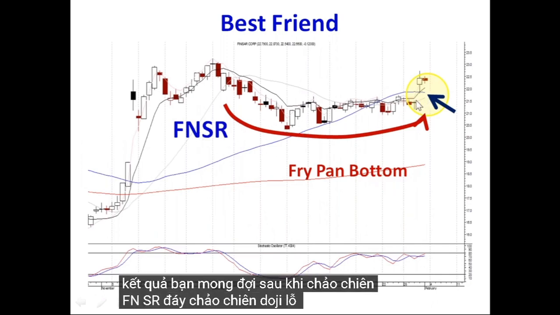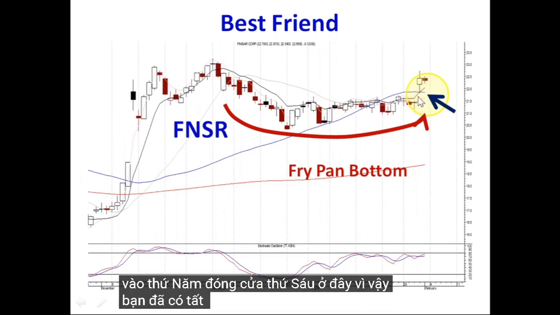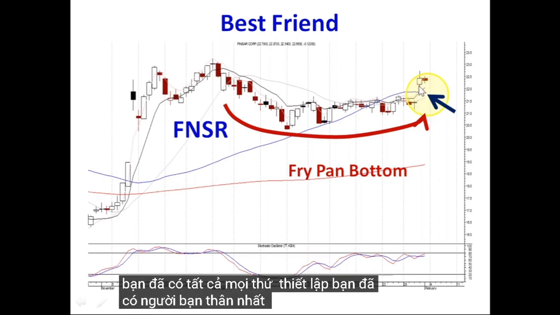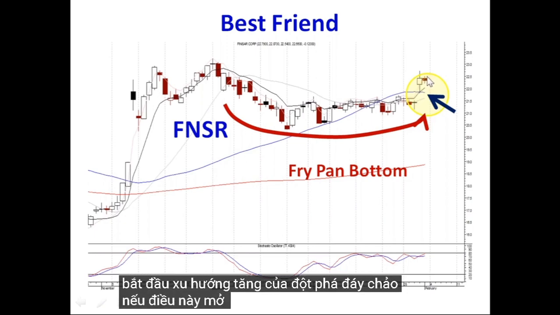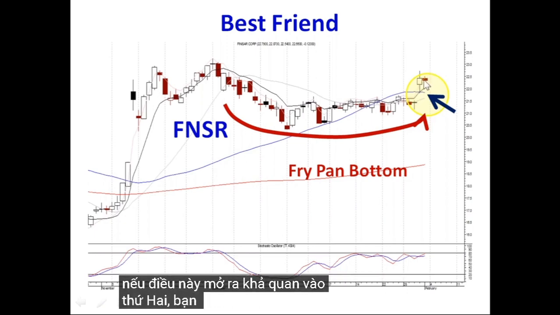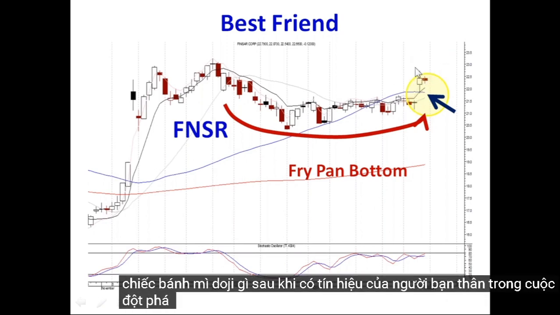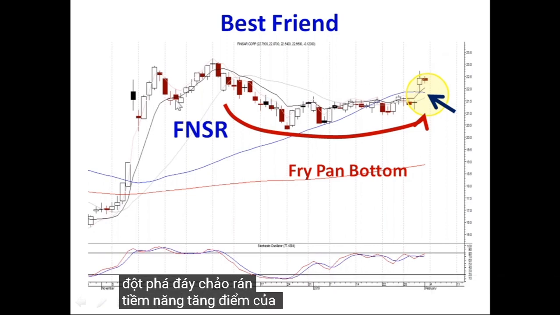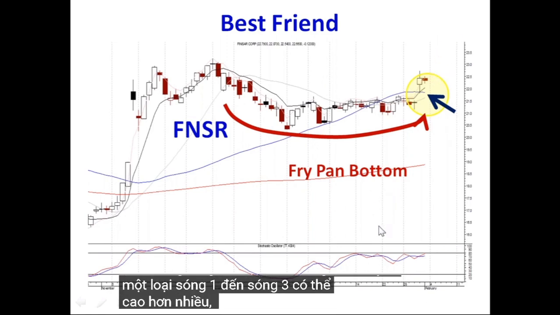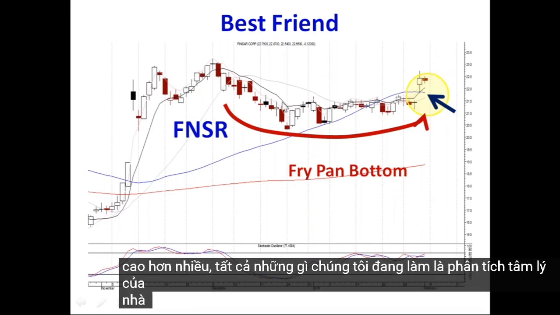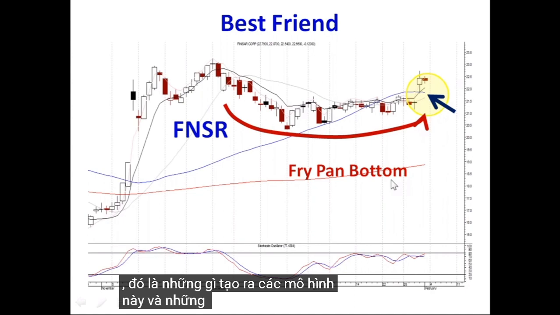FNSR, fry pan bottom, doji gap up on Thursday, closed here Friday. So here you've got everything setting up. You've got your best friend starting the uptrend of a fry pan bottom breakout. If this opens positive on Monday, what do you got going? A doji sandwich after a best friend signal and a fry pan bottom breakout. What's your upside potential? Well, if this was a kind of a wave 1, wave 2, wave 3 could be much higher. All we're doing is analyzing what investor sentiment does time after time. That's what creates these patterns and these signals.